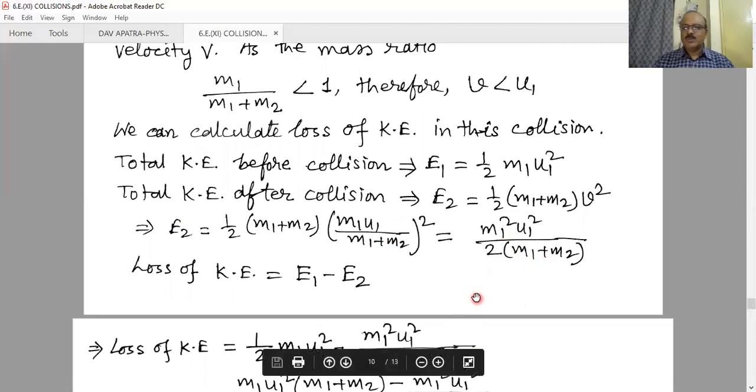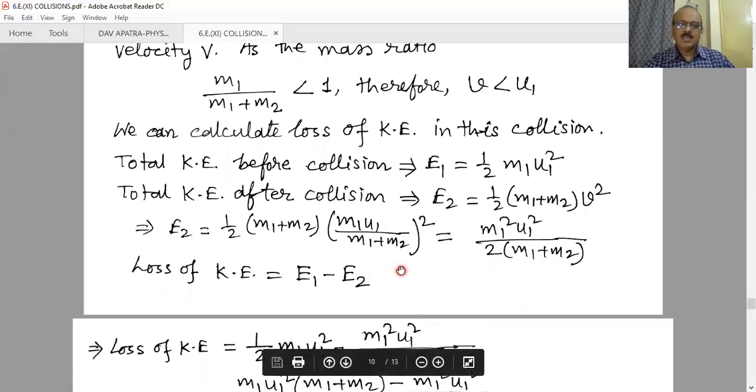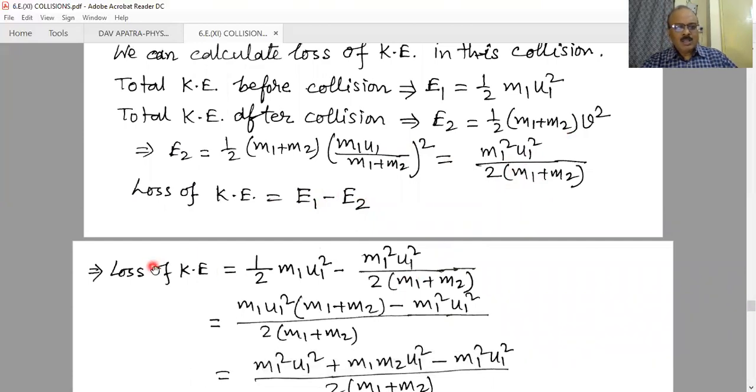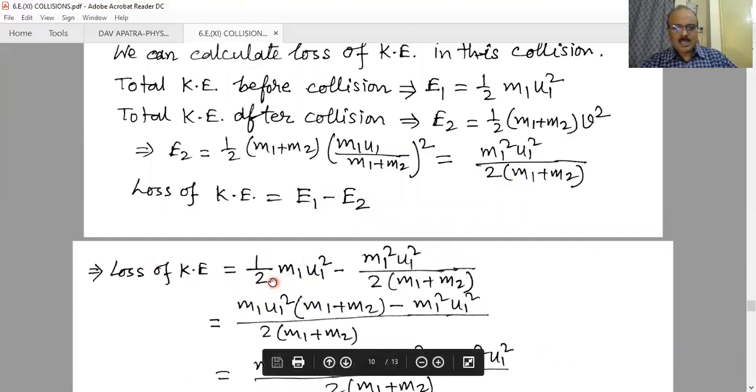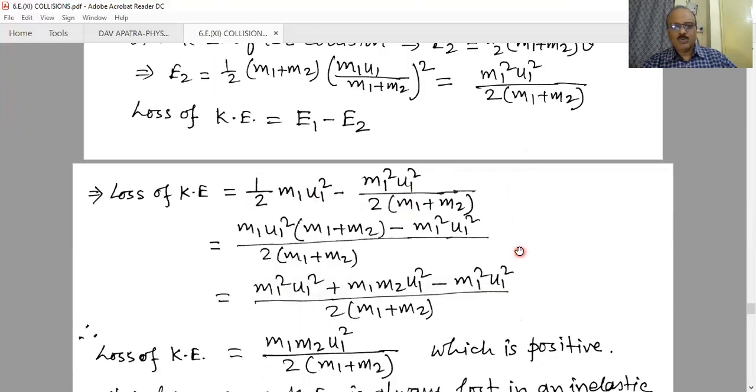Now, when we want to find out the loss of kinetic energy, obviously that is the kinetic energy before collision minus kinetic energy after collision. And if it is a positive number, then we can definitely say there must be a loss of energy. That means if it is positive, then the kinetic energy before collision was more than the kinetic energy after collision. Let us find out what will happen. Loss of kinetic energy is the initial kinetic energy, half into m1 u1 square, minus m1 square u1 square divided by 2 into m1 plus m2.